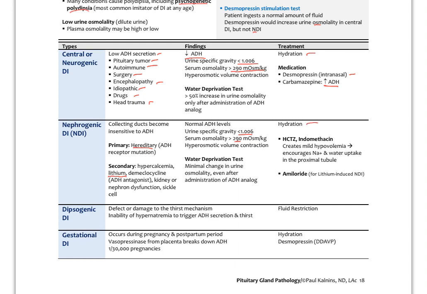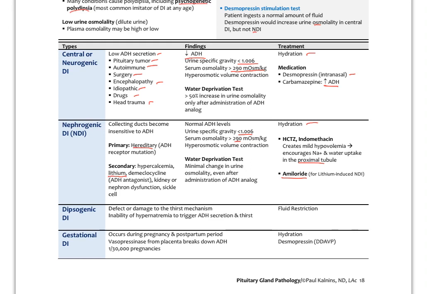Hydrochlorothiazide, curiously, creates a mild hypovolemia, and that encourages the kidney to pick up more sodium, and that's going to increase more water retention in the proximal tubule. So you kind of trick the kidney into increasing water absorption in the proximal tubule, even though you're losing a lot of water in the collecting ducts. So that's a potential treatment there. Same with indomethacin. And then amiloride is used specifically for lithium-induced NDI.